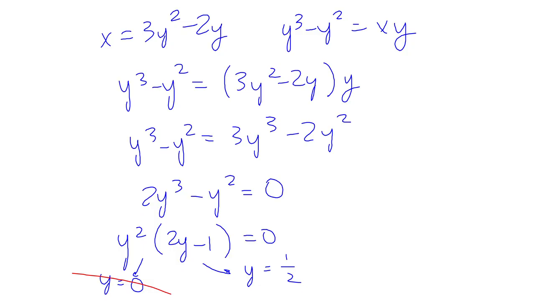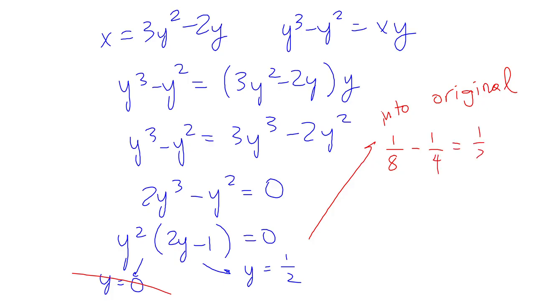So when we do y equals 1/2, we'll now take that and plug it into our original equation. So when I put that into the original equation, y equals 1/2, we'll end up with 1/2 cubed, which is 1/8, minus 1/2 squared, which is 1/4, equals 1/2 of x. So really what that gives us is negative 1/8 equals 1/2 x. Or if I multiply that by 2, I get x equals negative 1/4. And so what we've got now is the point x equals negative 1/4 and y equals 1/2.